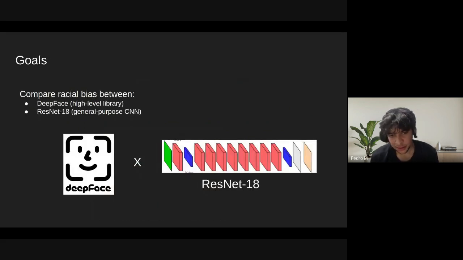In this study, we compare racial bias between two approaches. Deepface, a popular high-level facial recognition library that uses pre-trained models, and ResNet 18, a general-purpose convolutional neural network trained from scratch. Our goal is to understand which approach is fairer and how racial bias manifests in each.